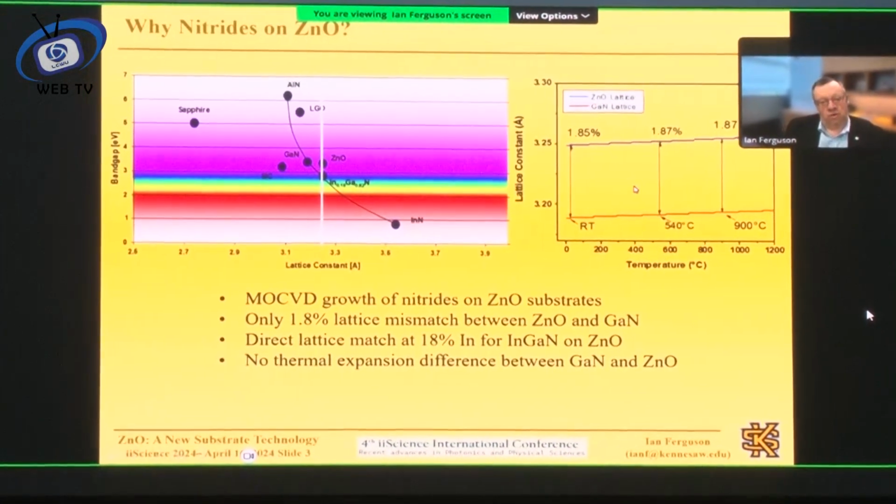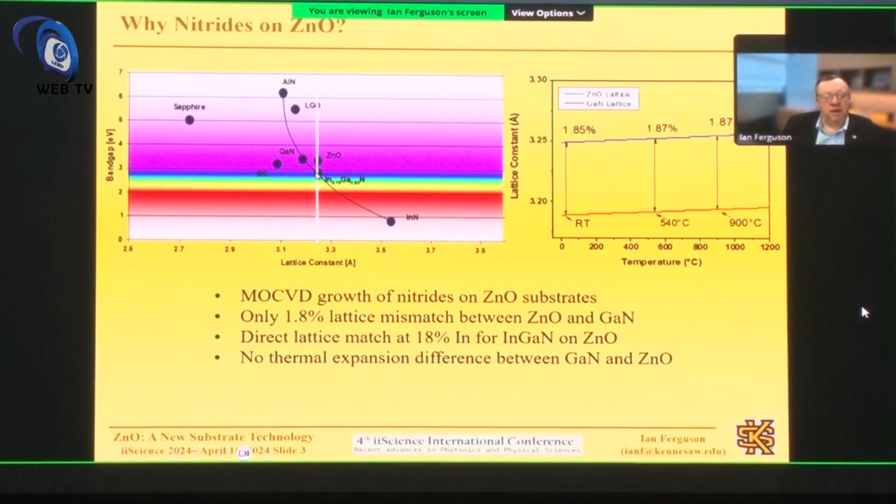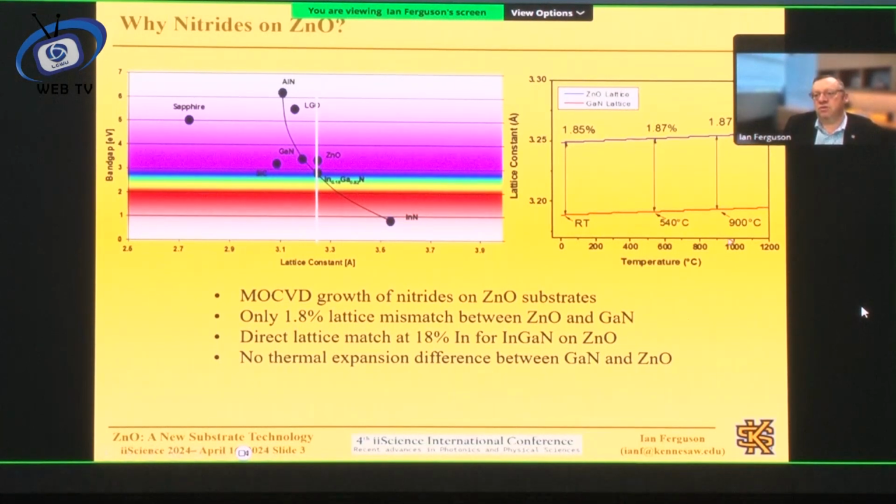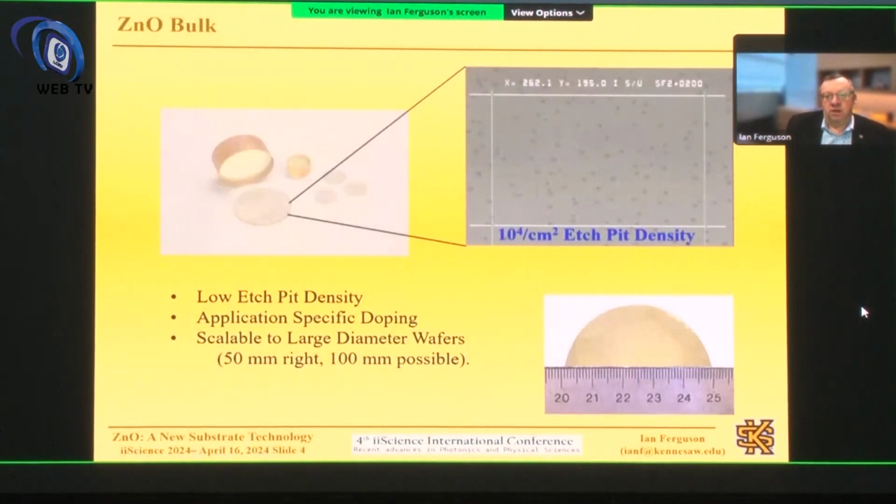So as you grow these samples, and often the gallium nitride we have to grow at about 1,000 degrees centigrade or so, up in this region here, to get good quality material, there's no significant difference in the expansion coefficients of the material. So when you grow the material and cool it down, the layers don't tend to either buckle or crack. So there are a number of issues to address to produce these layers. So why zinc oxide?